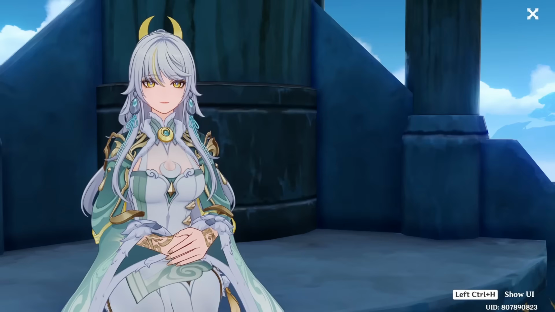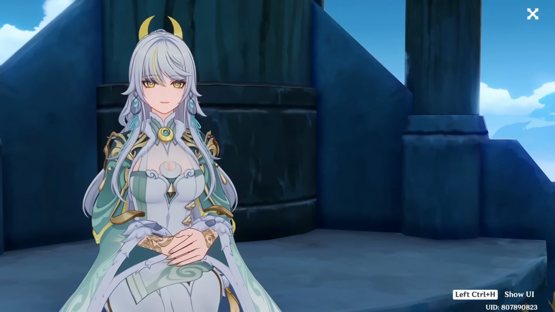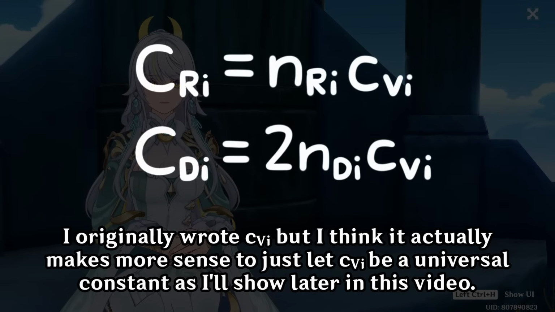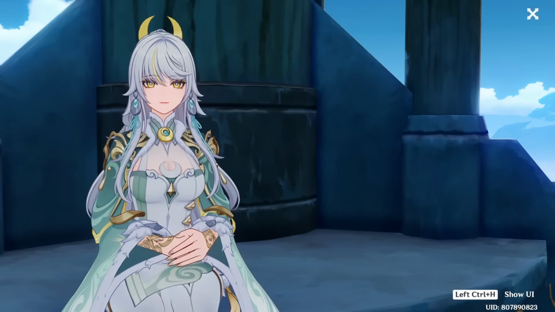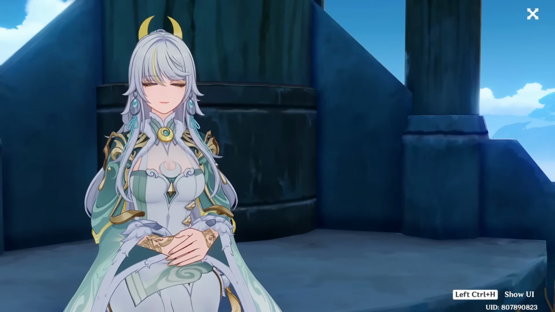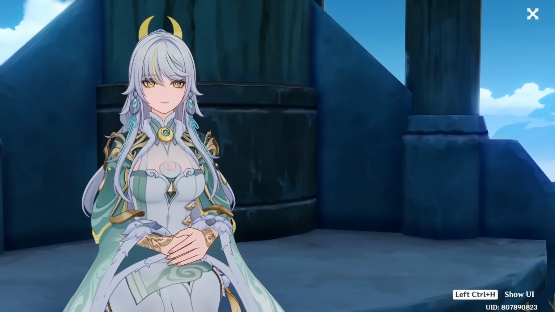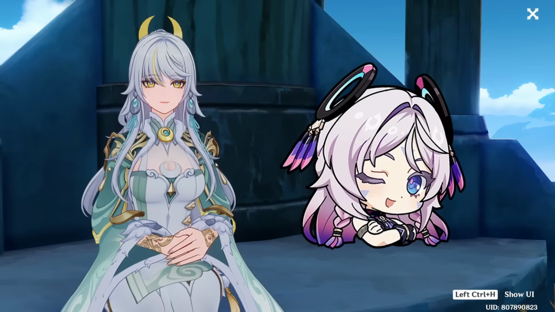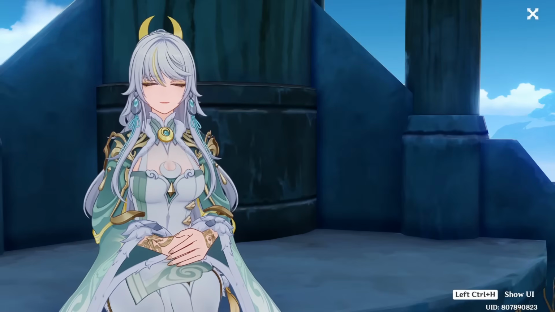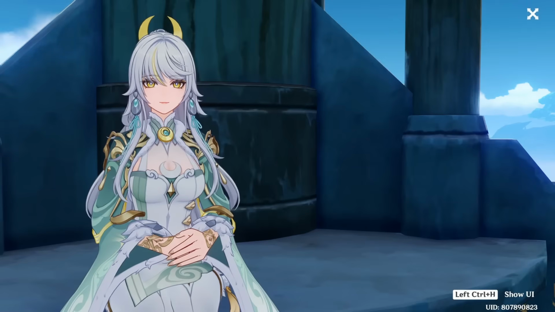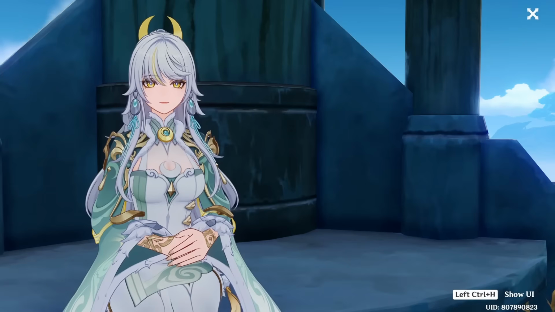But I also want to show another thing in this video, and it is how the equations I'm showing here on screen, CR_i is equal to N_Ri times CV, and CD_i is equal to 2 times N_Di times CV, specifically relate to how the artifact system works. So that way, when we are able to show that the artifact system reduces to this much simpler equation, we can be confident that my equations didn't just come from nowhere. So in short, this video is mainly about derivations, and it's going to show proofs on how everything is connected.